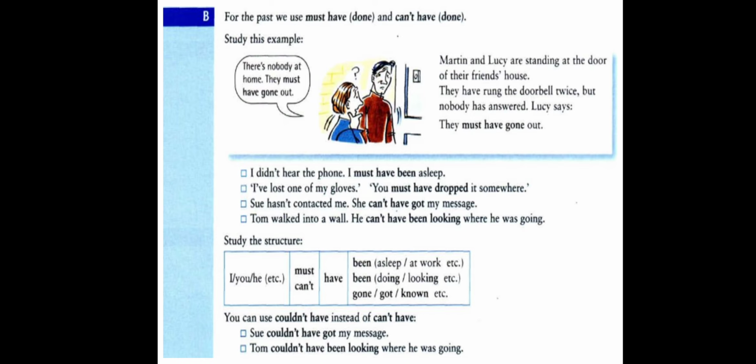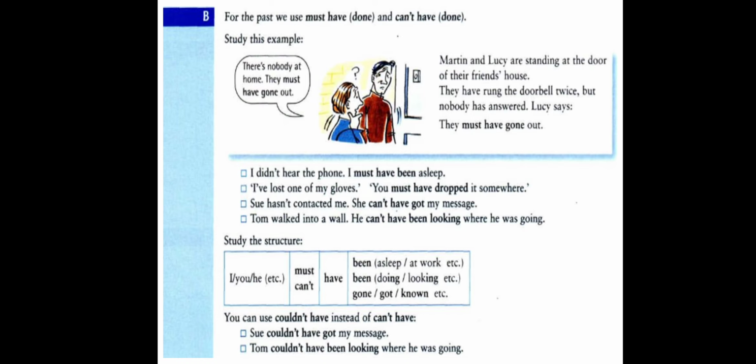So she concluded that they are not there. They left before, in the past. So the conclusion comes like this: they must have gone out. So she said they must have gone out before we came.